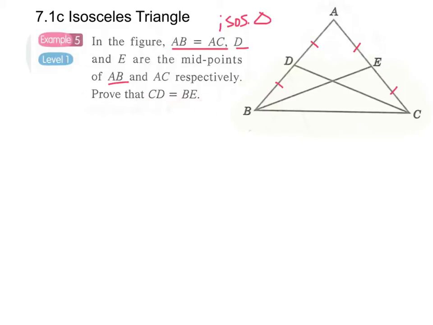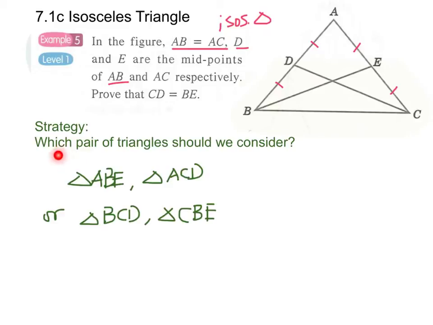And now we have to prove that CD equals BE. Now, can we find a pair of congruent triangles in this figure? Here comes our strategy. Which pair of triangles should we consider? We have two choices, actually. Triangle ABE and ACD. ABE is here, ACD is here. This pair of triangles has sides related to CD and BE. And the other pair will be BCD and CBE. Again, this pair of triangles has sides related to the sides to be proved.